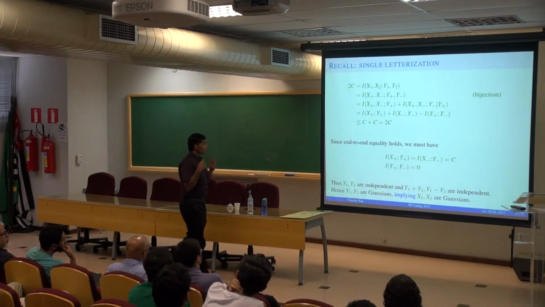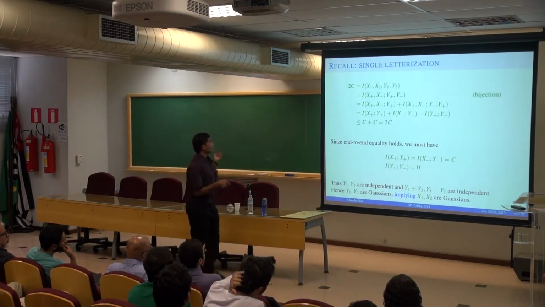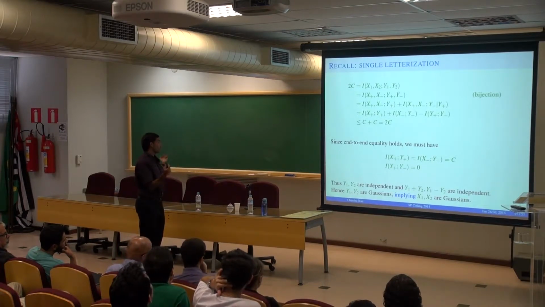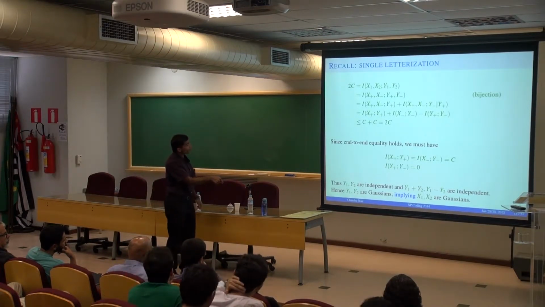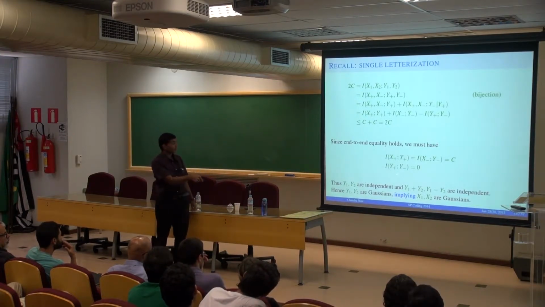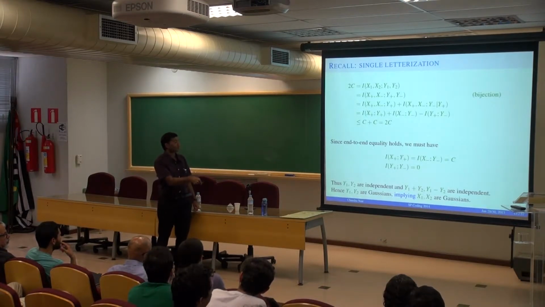Clear? Which means that, by construction, y1, y2 are independent. But now we also have y1 plus y2 and y1 minus y2 independent. Right? That's what this says. They're independent. Therefore, y1, y2 must be Gaussians. We'll show this in an exercise, implying x1, x2 are Gaussians.